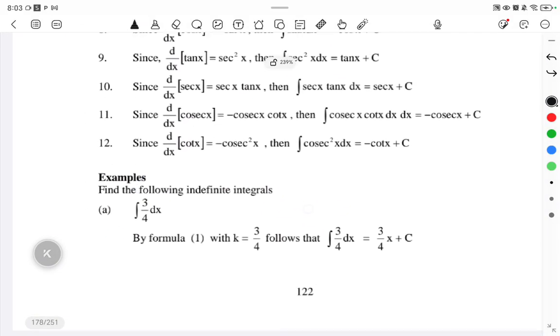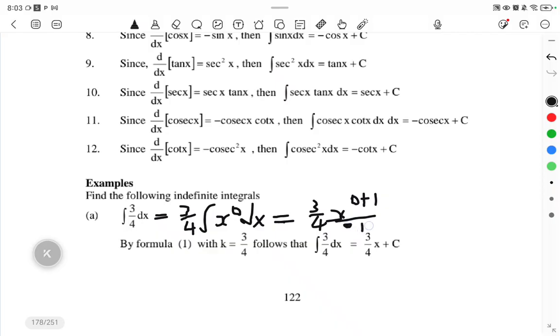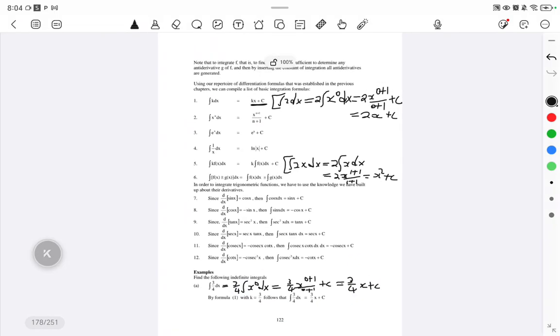So if you look at the first example, we have the integral of 3 over 4 dx, which our k is what? It is 3 over 4. You just have to take out the constant. So this is the same thing as having 3 over 4 times the integral of x to the 0 dx, which will be equal to 3 over 4 times x^(0+1) over 0+1 plus c, which will be 3 over 4 x plus c. You see, right? Then that is how you apply that one.